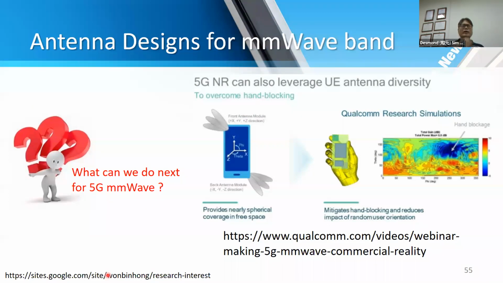So what can we do right now for millimeter wave? As I said before, right now it's going to be very expensive, but still you can use simulation to do that. This is one of the pictures you can see here right now, and there's a hand blockage, a finger blockage in here. You can see that there's a hand blockage in here.